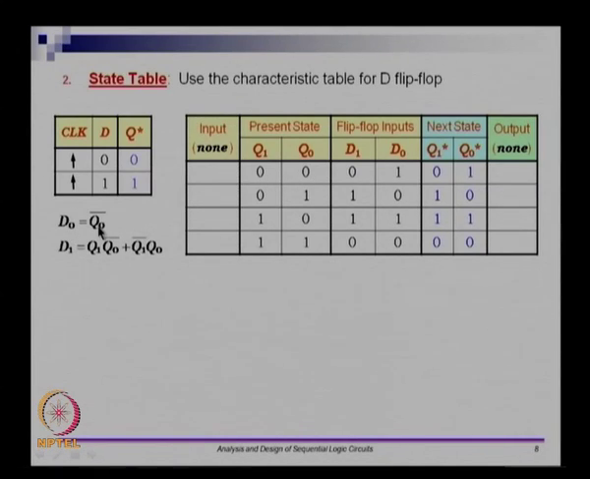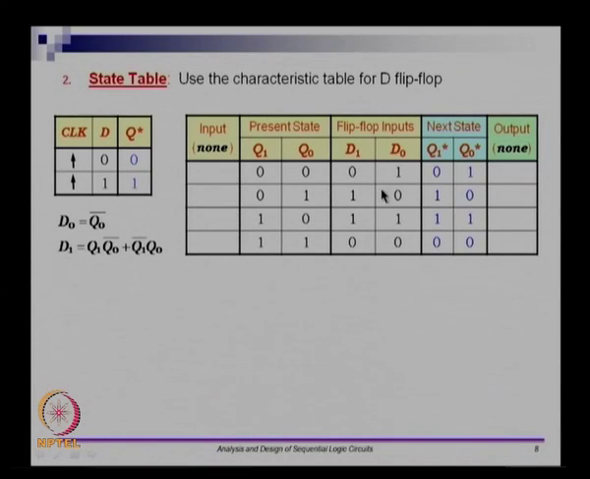D0 must be Q0 bar. So, this column will be the complement of the Q0 column. Q0 is 0, 1, 0, 1, so D0 will be 1, 0, 1, 0. D1 is Q1 Q0 complement plus Q1 complement Q0, or the XOR of these two. So, you take the XOR, and that will give you the vector 0, 1, 1, 0. These two columns are the inputs that are coming into the flip flops, because from Q they went back to the flip flop.